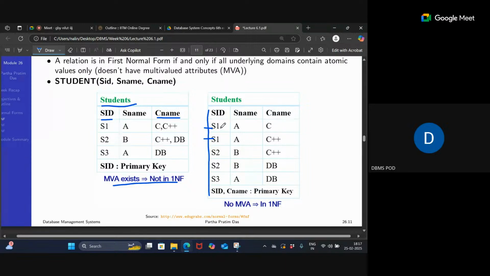And what is the primary key here? SID is not the primary key here, because all the values are not unique. You can see S1, S1, S2, S2. But SID and course name together will form the primary key. So S1 C, S1 C++ together will form the primary key of this table.